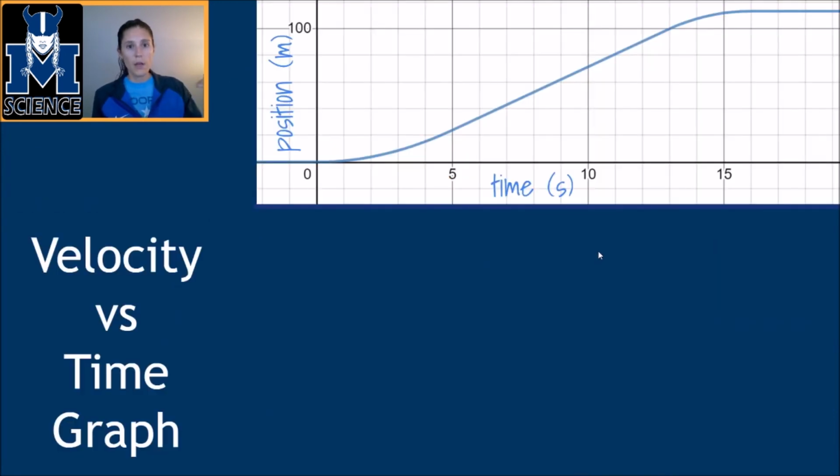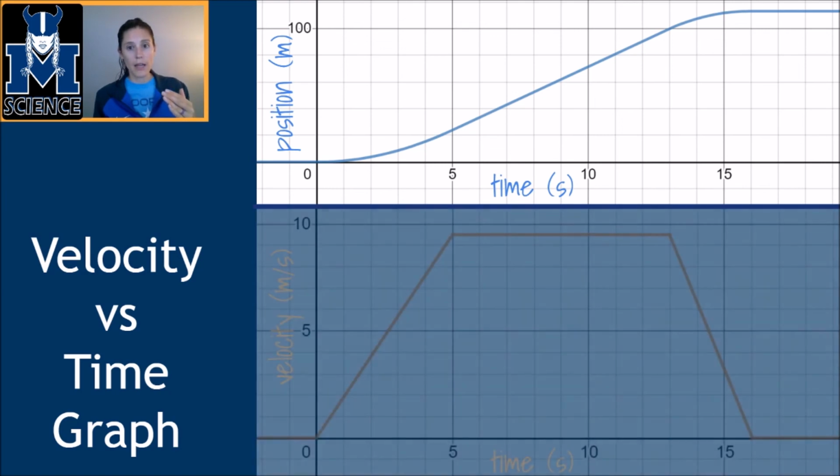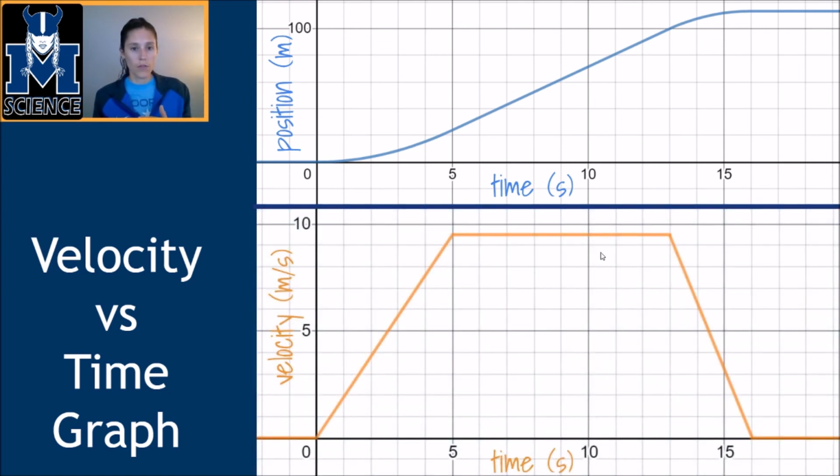Basically, we look at all those tangent lines, find the slope of those tangent lines, and then plot that. If we plot that, that's our velocity versus time graph. For this runner, the velocity versus time graph is going to look like this. The runner starts with no velocity, and then increases their velocity until they reach about 9.5 meters per second. They continue at that pace until they get to the 100 meters, and then they slow their velocity over time until they come to a stop.